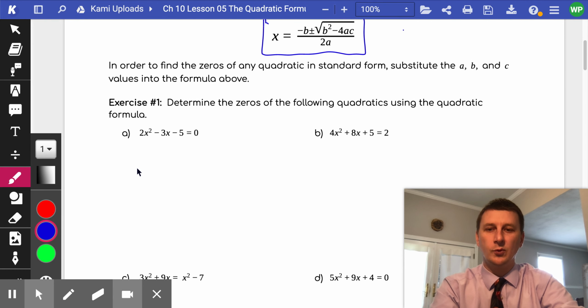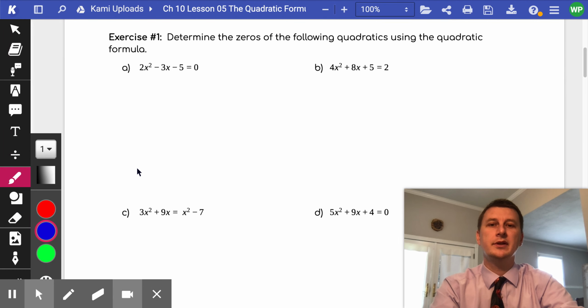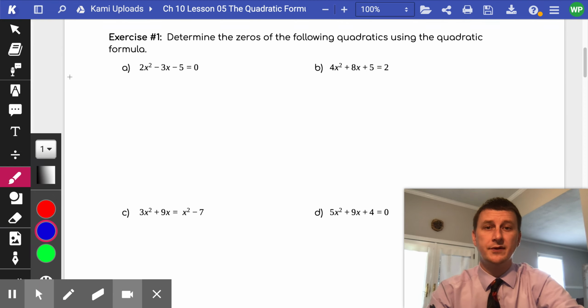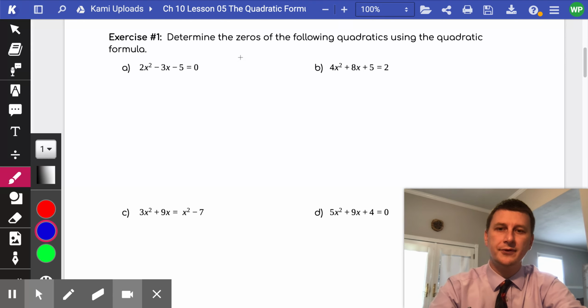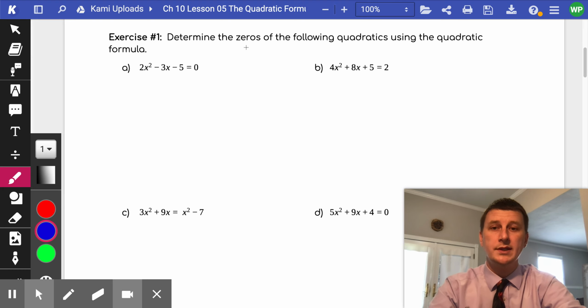In exercise number 1, we want to determine the zeros of the following quadratics using the quadratic formula. So if we're taking a look at part A right here, and this video is going to be part A, we have 2x squared minus 3x minus 5. Now, what we want to do is first start off by making sure our equation is equal to 0.